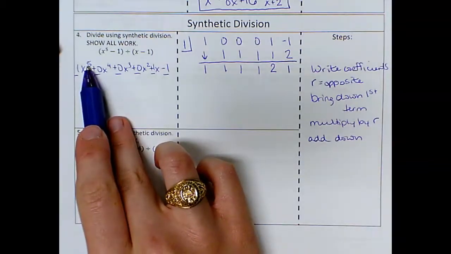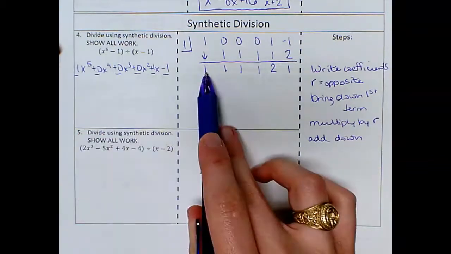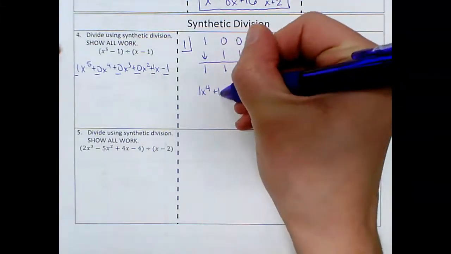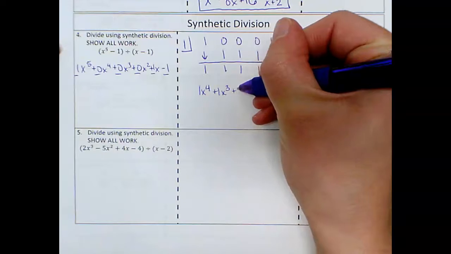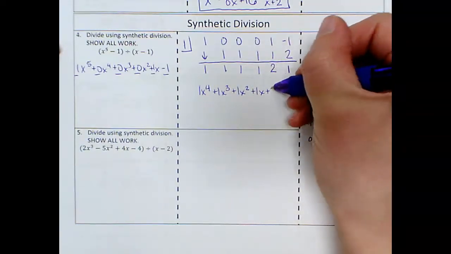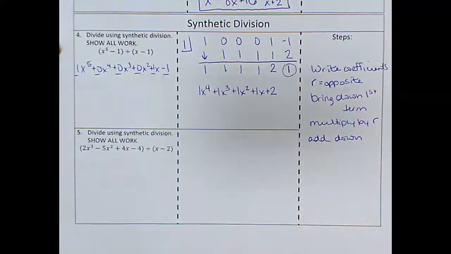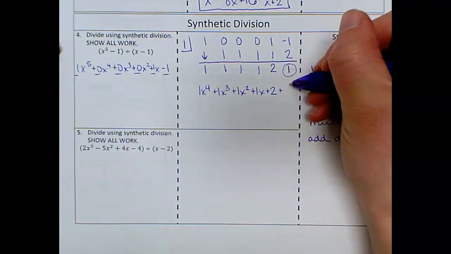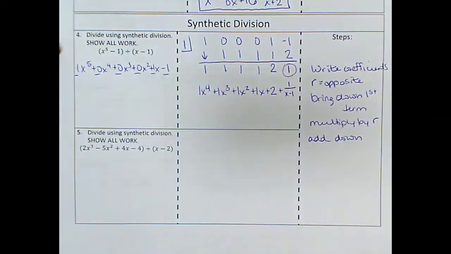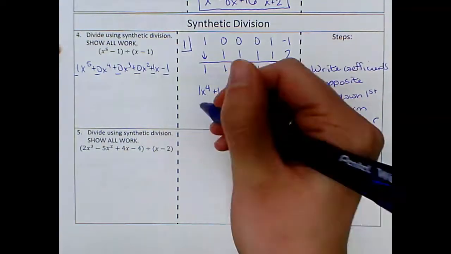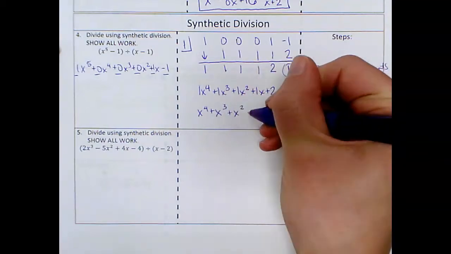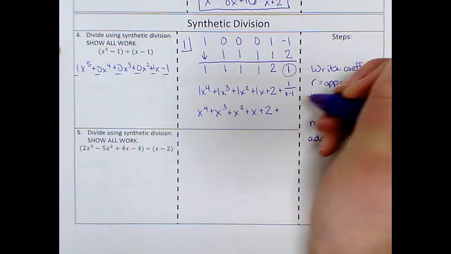So now these are all coefficients of my answer, but I start with the power that is 1 less than what was in the problem. So if this is an x to the 5th power, then this is the coefficient to the 4th power. And an x to the 3rd power, and an x squared, and an x, and a constant, and a remainder. So plus 1 over what we were dividing by, which is x minus 1. Alternately, you could write these without the 1s, and that would be totally fine. It would probably look much better, actually.